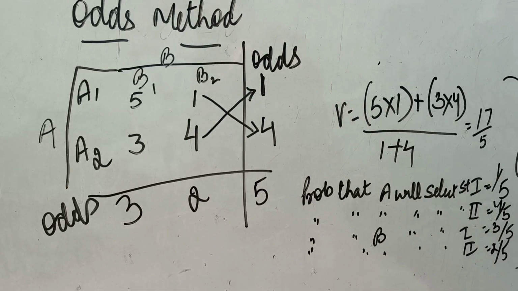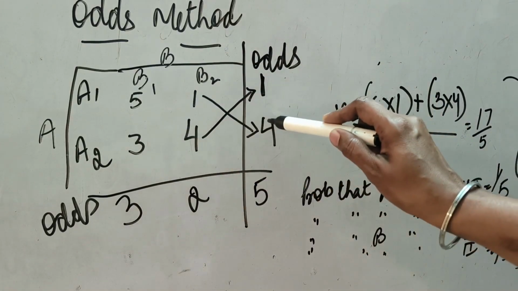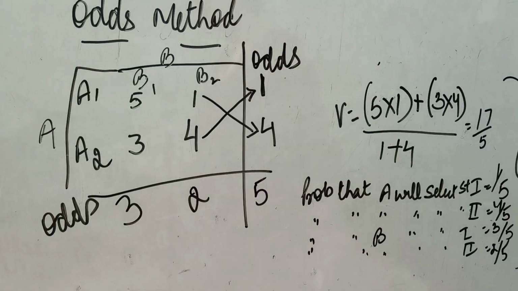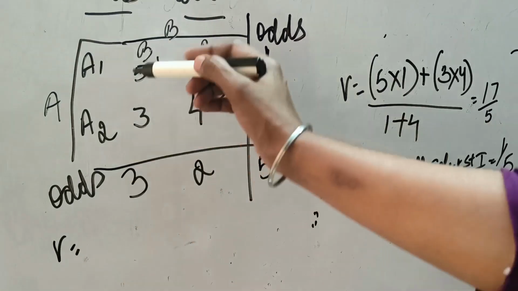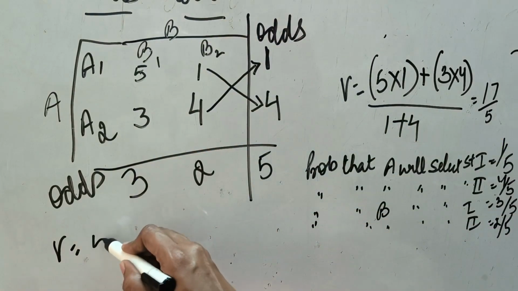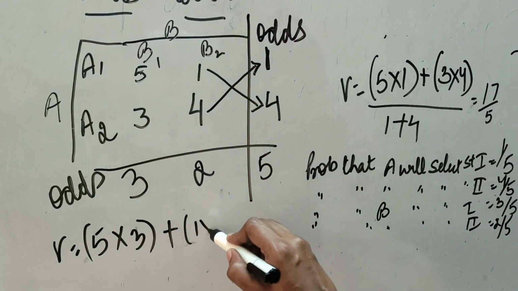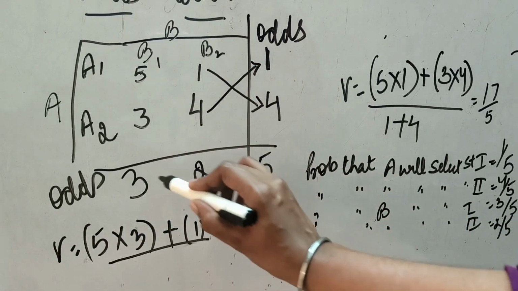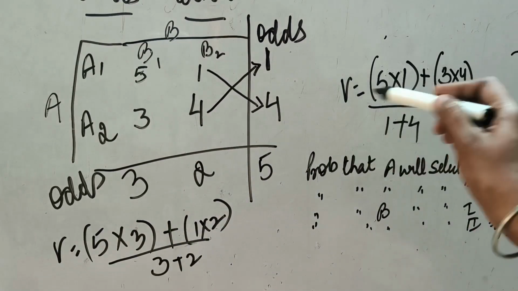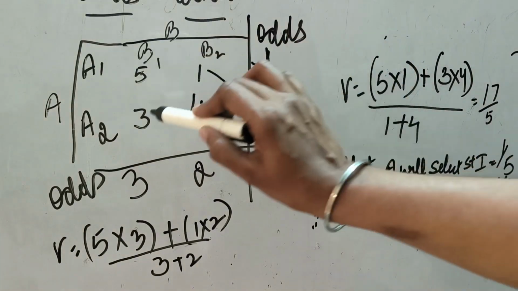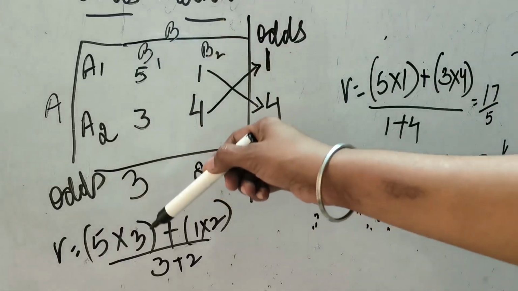Another thing I would like to tell you is how we have calculated this value of the game, this into this plus this into this. We can calculate the same value column wise as well. Just see how we can show it. We can calculate the value of the game column wise. 5 into 3, first with the odds, plus 1 into 2, divided by this 3 plus 2, that is 5 only. So either you can go row wise as we have done, 5 into 1 plus 3 into 4 divided by 1 plus 4, or I am going to do it now column wise.